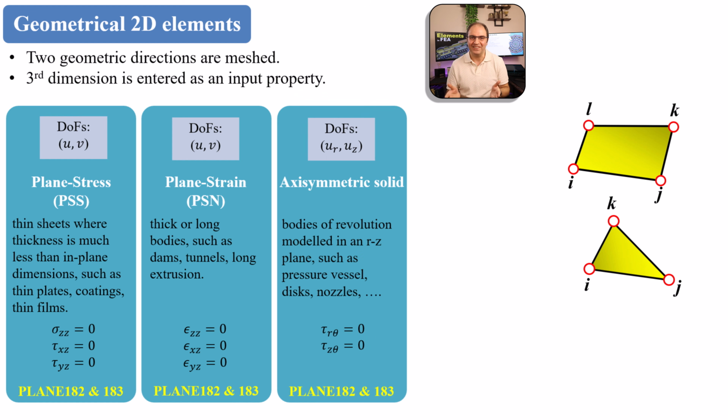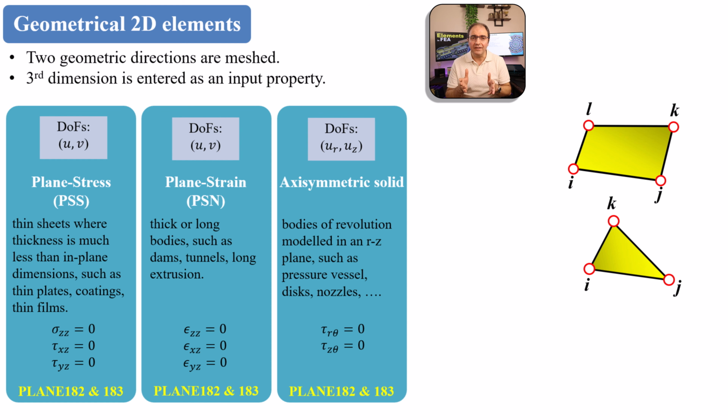Third, axisymmetric elements. These have UR and UZ degrees of freedom per node if torsion is not selected. With torsion, you will have an additional rotational degree of freedom. Due to axisymmetric nature of these elements, polar coordinates are used. These elements are used for bodies of revolution modeled in the RZ plane, like pressure vessels, disks, and nozzles.